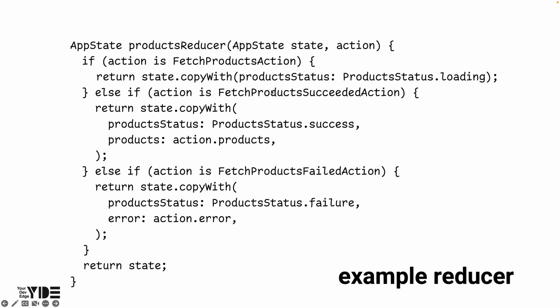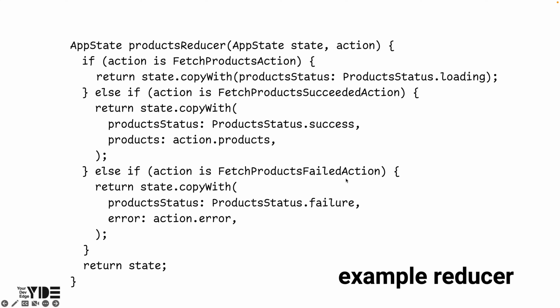Next, let's look at a reducer that computes the product list related state. If the action is a fetchProductAction, use the copyWith function of the state to create a new state whose productStatus is productStatus.loading and return it. If the action is a fetchProductSucceededAction, then data has been successfully fetched from the remote API. In this case, use the copyWith function of the state to create a new state where productStatus is productStatus.success and product is action.product and return it.